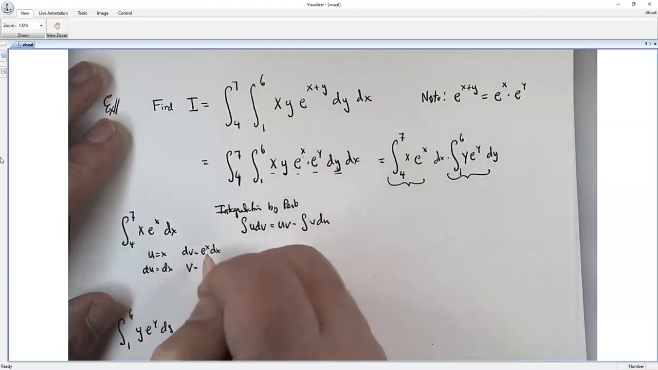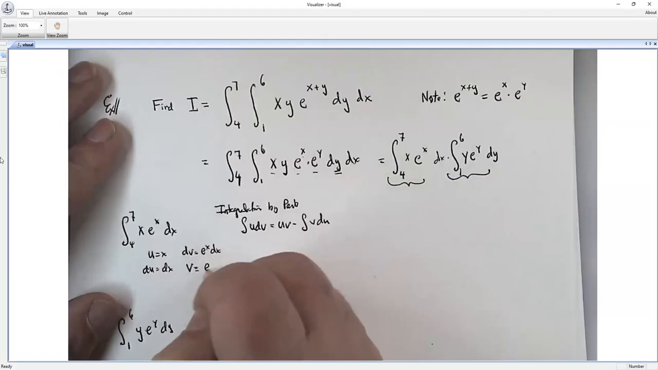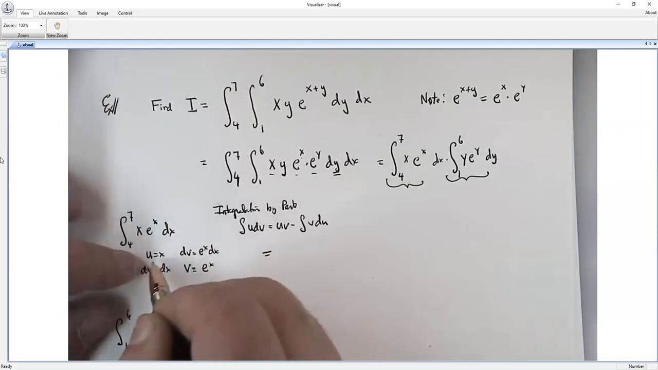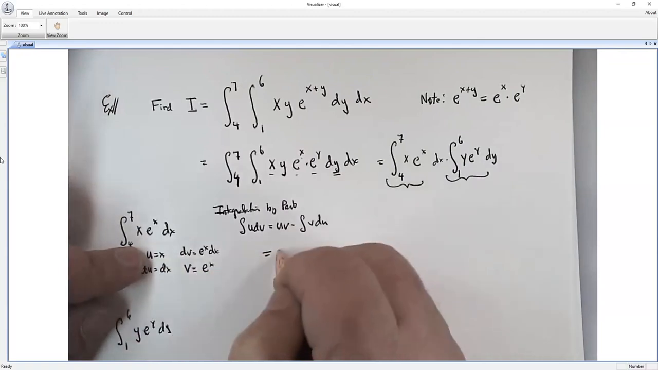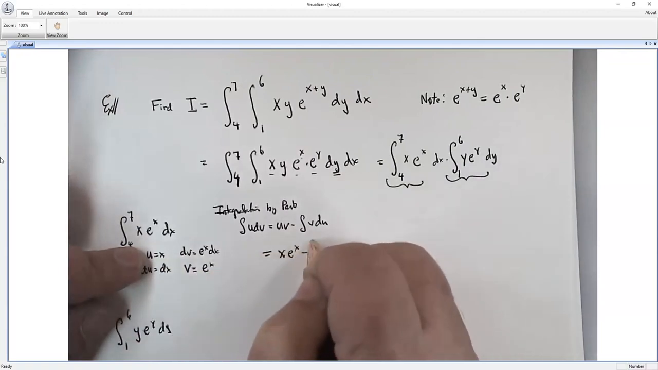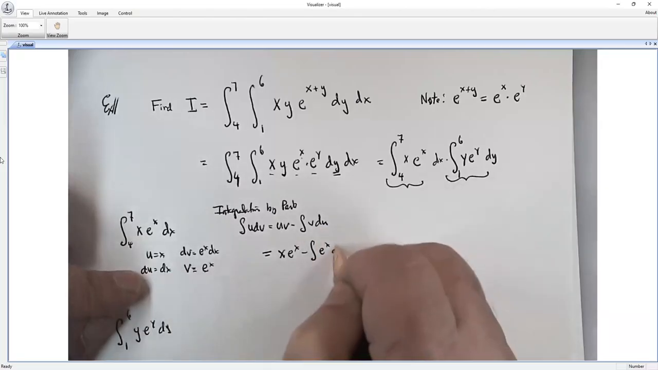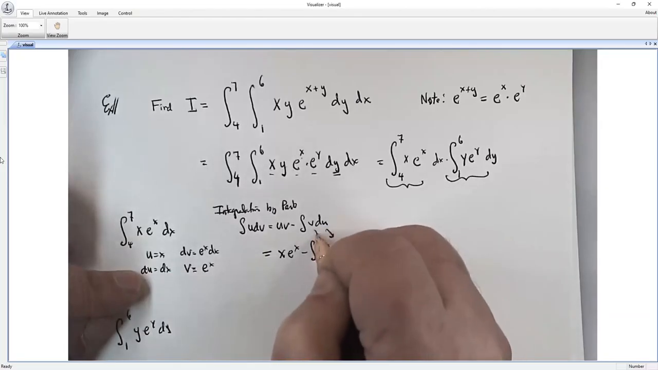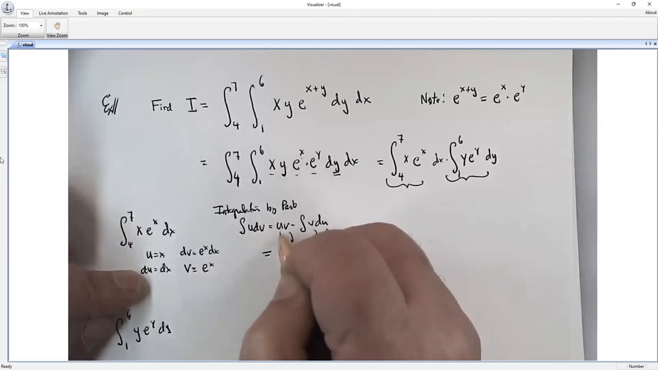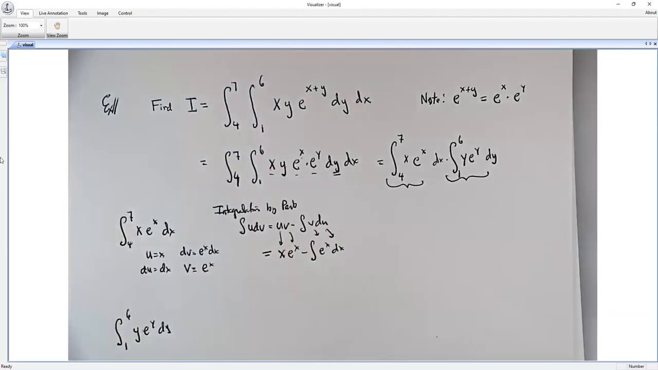And v, the integral of e to the x, is e to the x. So here are my parts. I plug into my formula. It becomes u times v, which is x times e to the x, minus the integral of v, which is e to the x, times du, which is dx. And literally, you see integration by parts is plugging the parts into my formula.